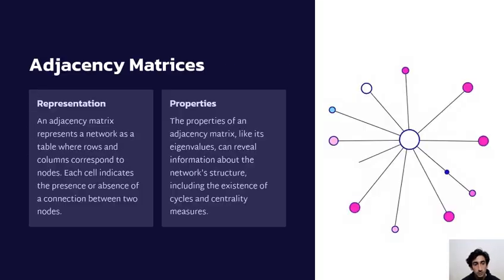Adjacency matrices, representation and their properties. An adjacency matrix represents a network as a table where rows and columns correspond to nodes. Each cell indicates the presence or absence of a connection between two nodes. Properties: the properties of an adjacency matrix, like its eigenvalues, can reveal information about the network structure, including the existence of cycles and centrality measures.